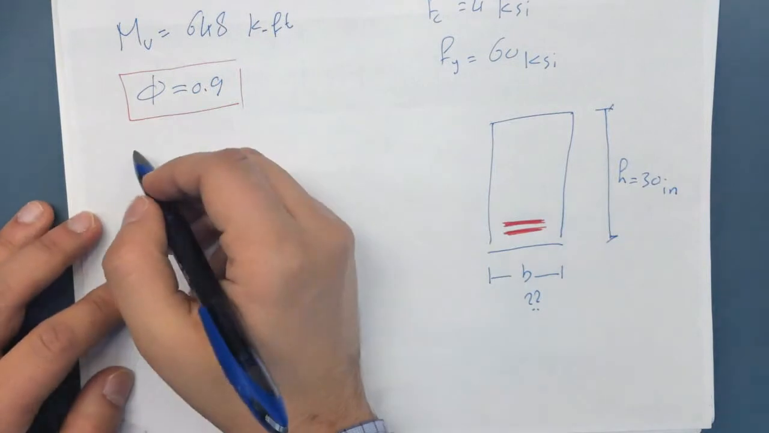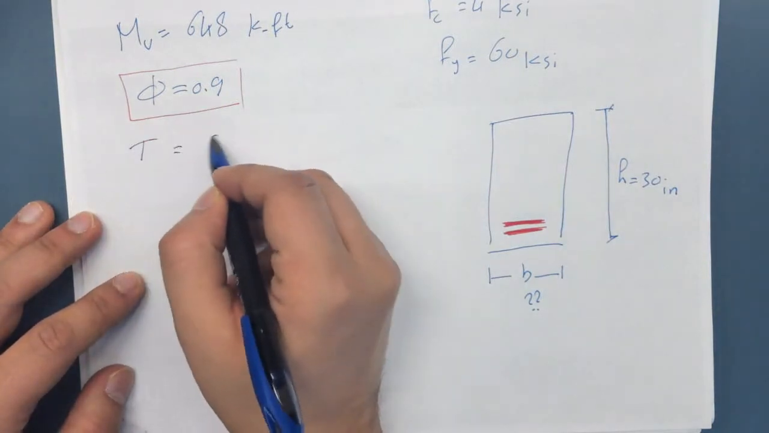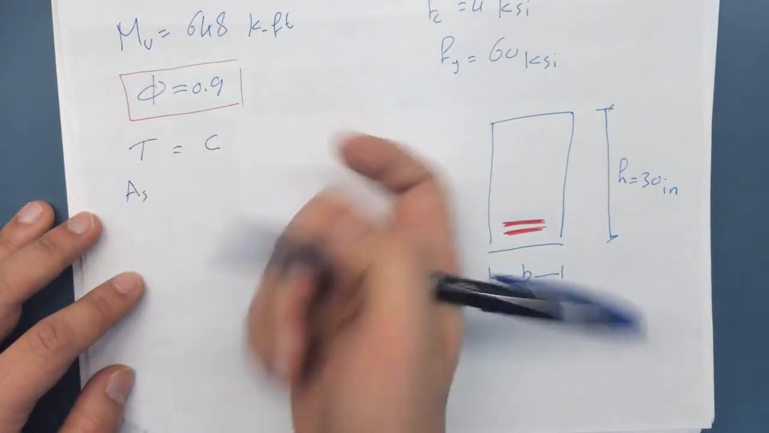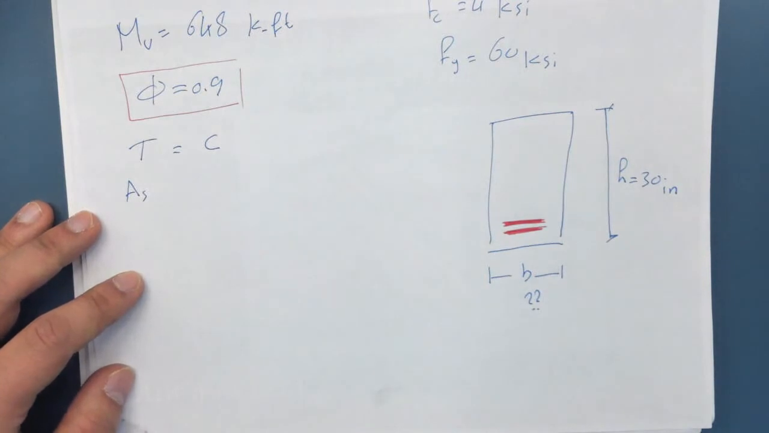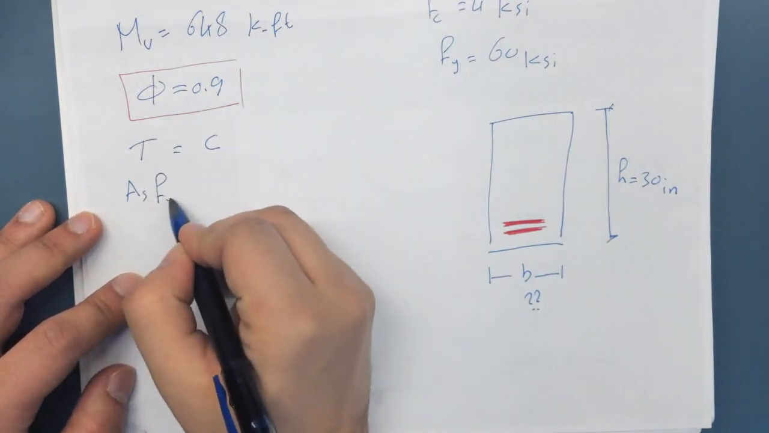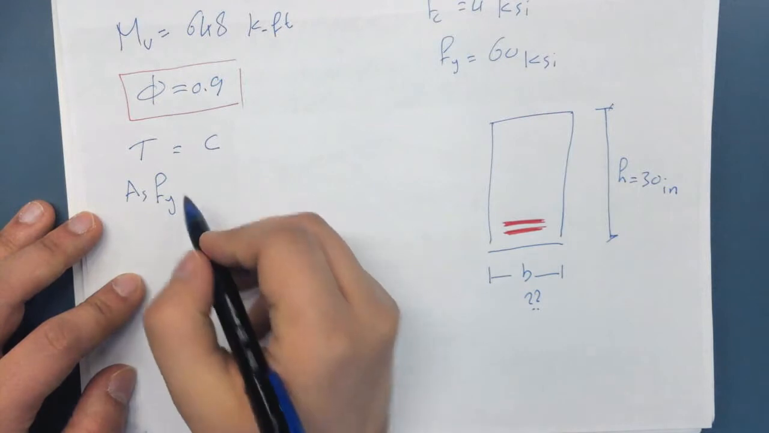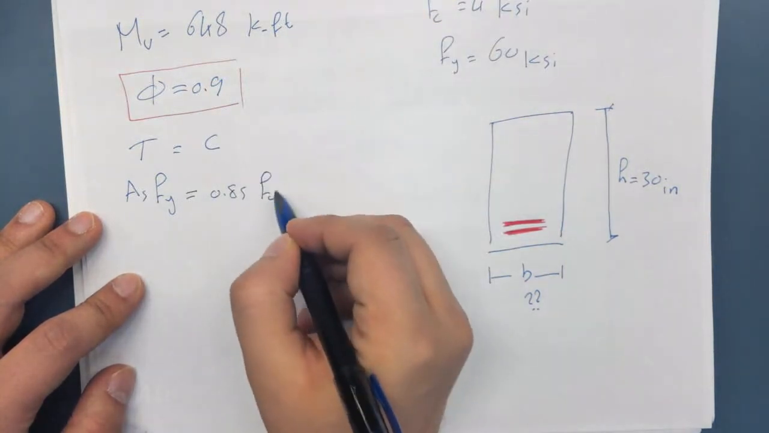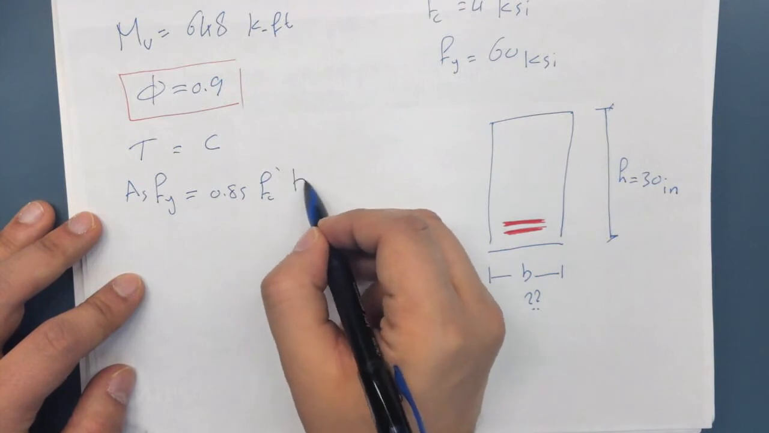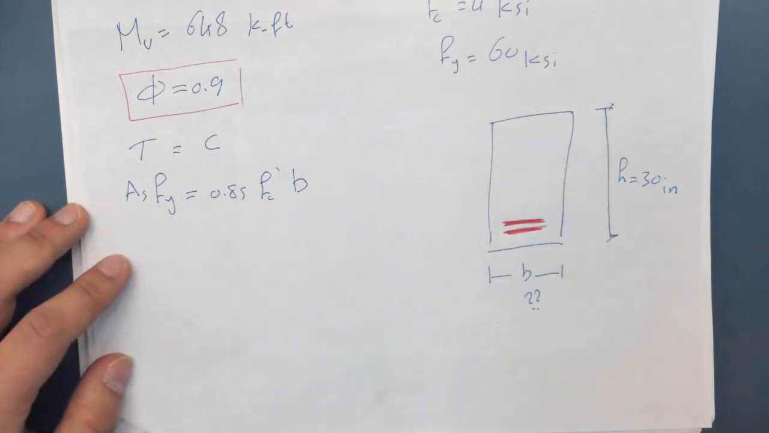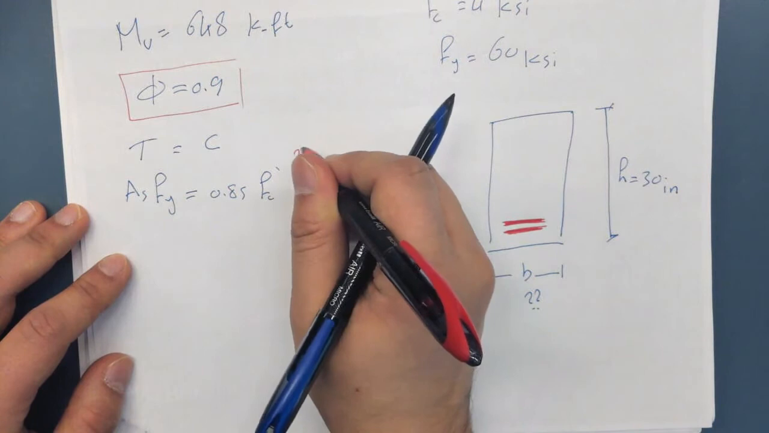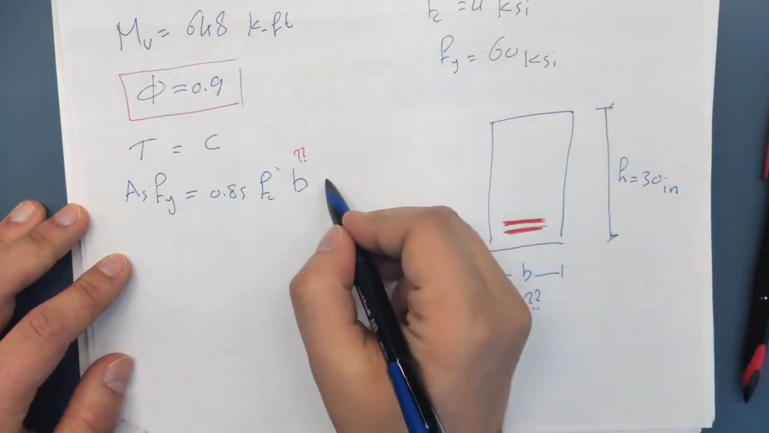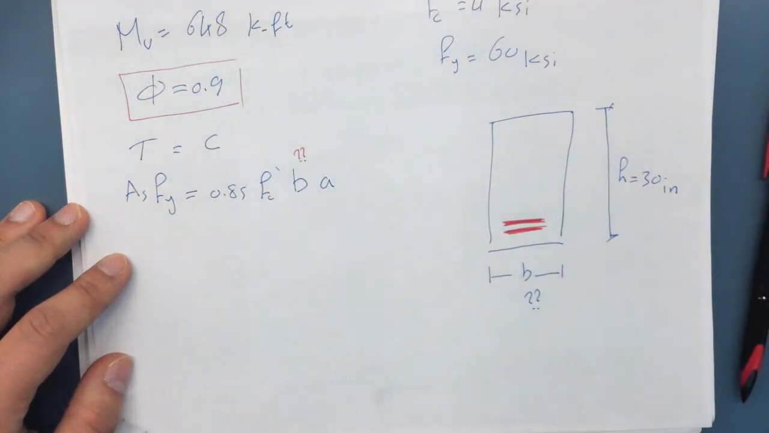We know that T is equal to C. So that is AS, which we have. We have the area of number 8. F yield, which is 60 KSI, is equal to 0.85 Fc prime B, which we do not know. Okay, so this is unknown. Multiplied by A, which also is an unknown.